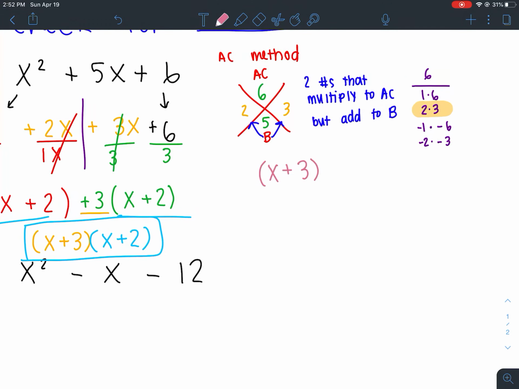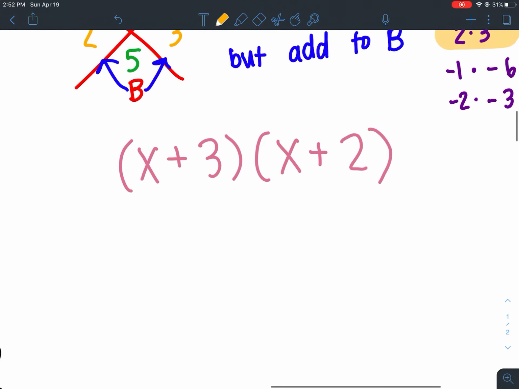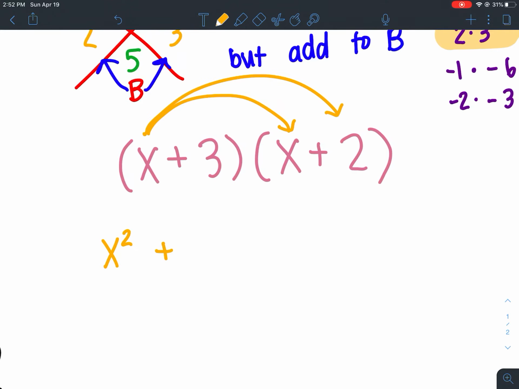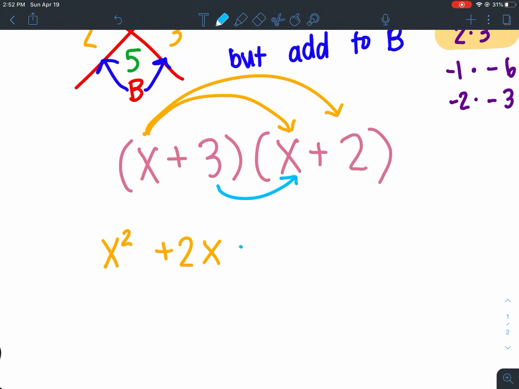Well, it's called double distributing, right? We learned double distributing back in Unit 1. So let's double distribute. X times x is x squared. X times 2 is 2x. Okay, so I've distributed one of them. 3 times x is 3x. 3 times 2 is positive 6.